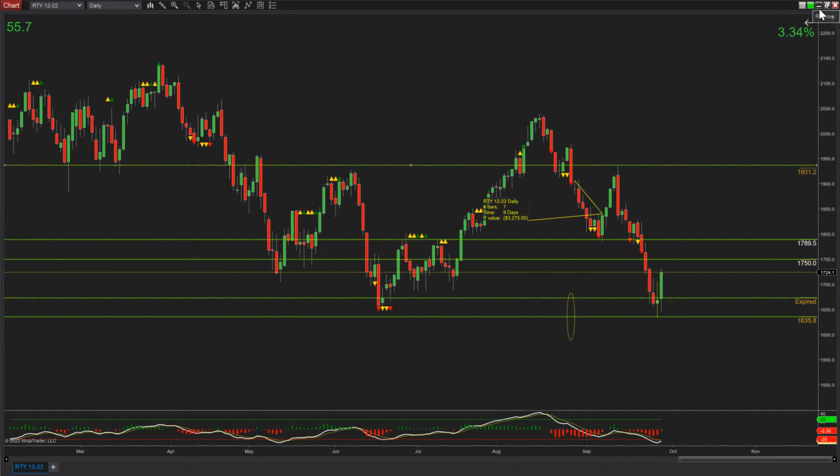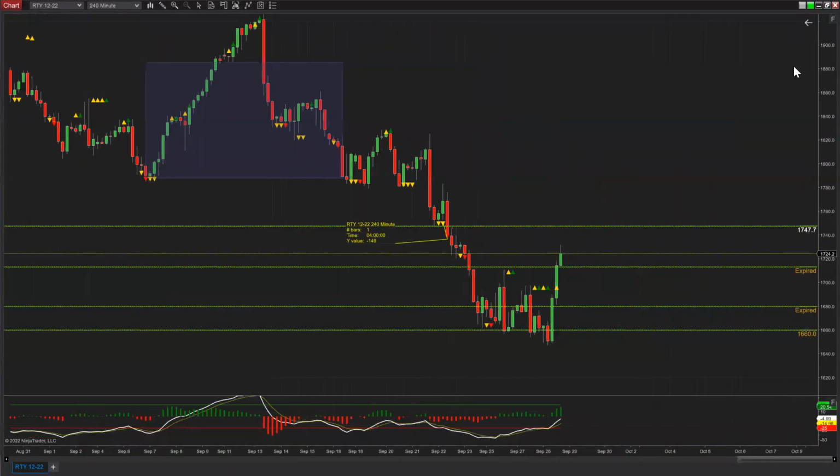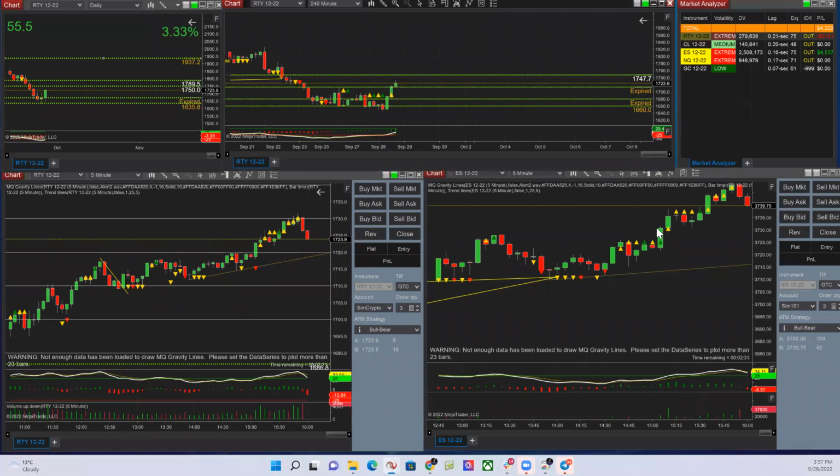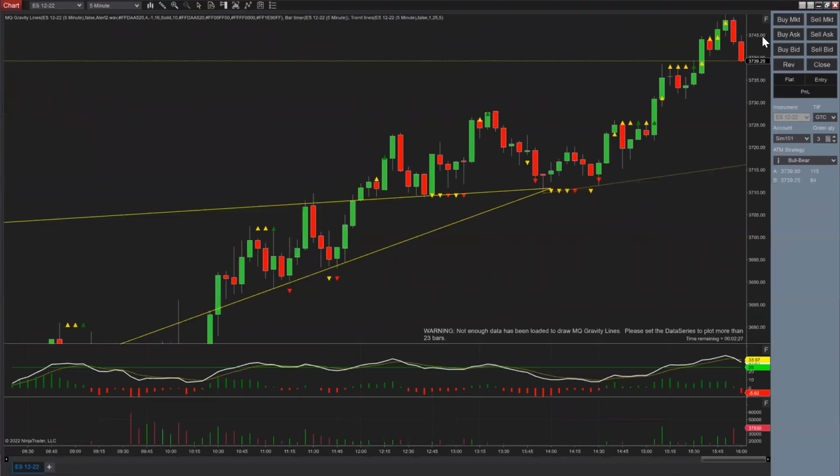And then go to the 240-minute chart. 240 minutes, do the same. Add your support and resistance to the 2-minute chart. And same thing with the 30-minute chart. Same thing, add your 30-minute support and resistance.